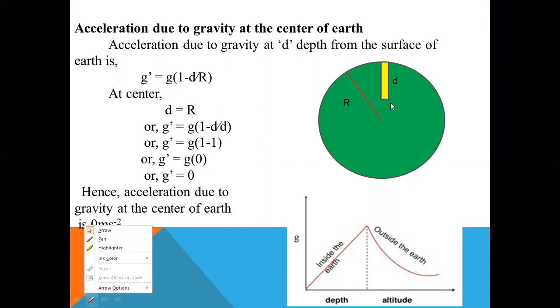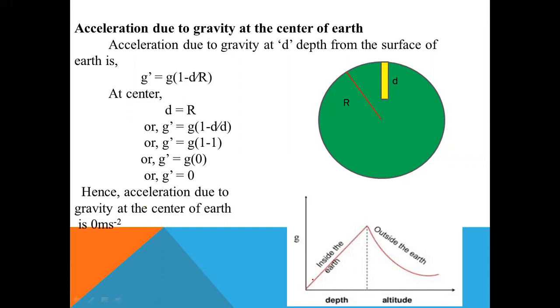If we dig a hole of depth d up to the center, then d and r will be equal. Whenever d and r are equal, g dash is equal to g times (1 minus d by d), since in place of r we can also write d. Then you will get g dash is equal to 0. This means acceleration due to gravity at the center of the earth is 0.